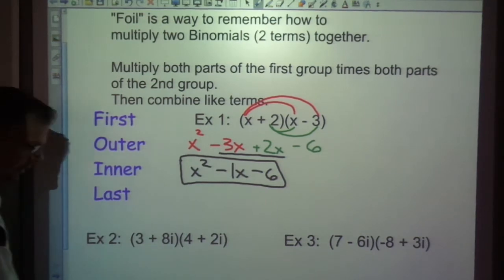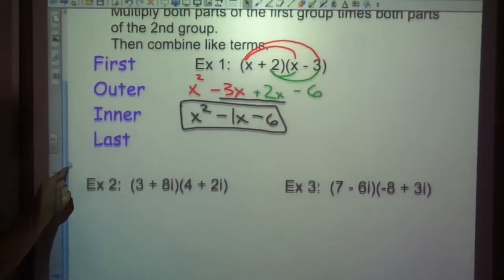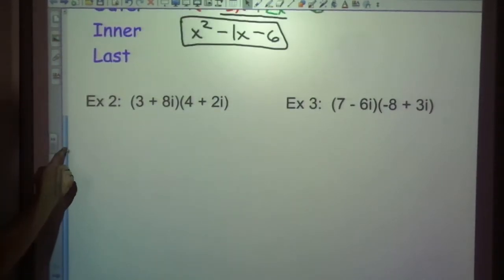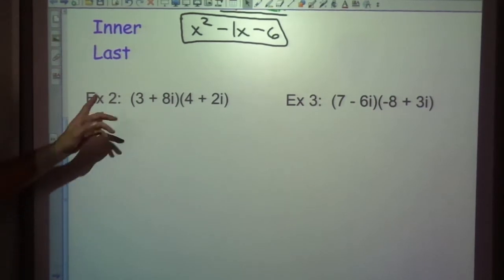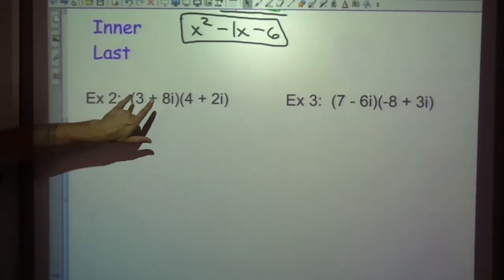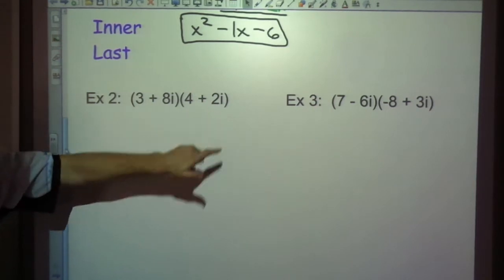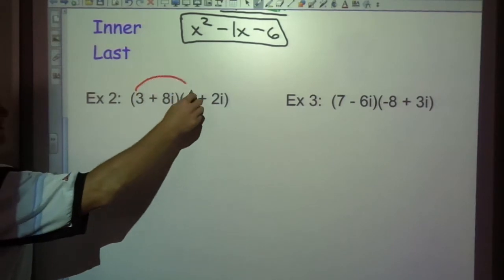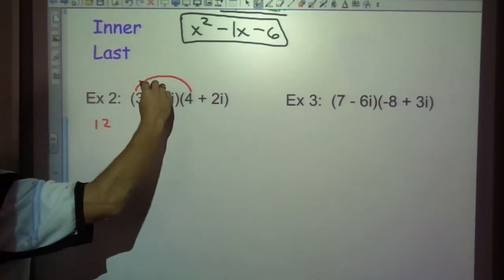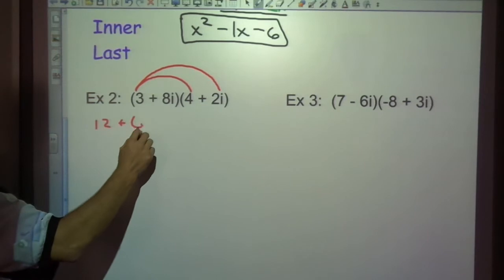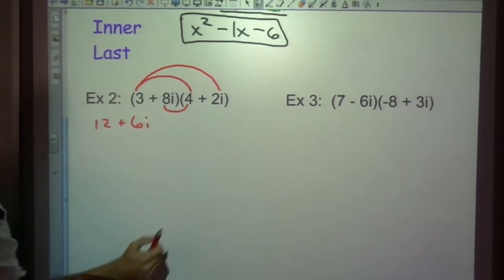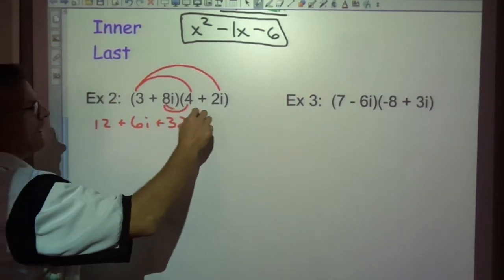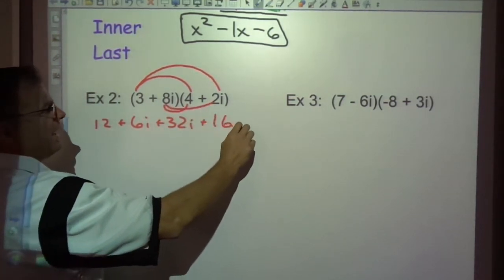Okay, we can do the same thing when it comes to imaginary numbers, or complex numbers. We talked about how complex numbers have a real part and an imaginary part. They're in the form a plus bi. So we have a complex a plus bi times a complex a plus bi, and we can multiply these together. The first is 3 times 4. Outers, 3 times 2i, which is 6i. Inners, 4i, or 8i times 4, which is 32i. And last is 16i squared.